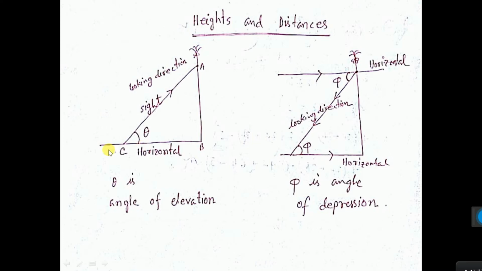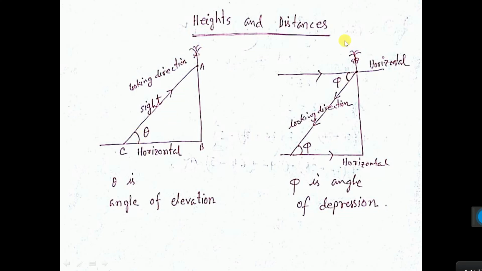So the angle created by the horizontal line and the sight, eyesight direction, that is the looking direction, this angle is called angle of elevation. I am considering this as theta. So angle of elevation is nothing but the angle created by the horizontal and the looking direction. So let's say you are standing there, this is your looking direction and this is the ground or horizontal. So the angle between them is called angle of elevation.